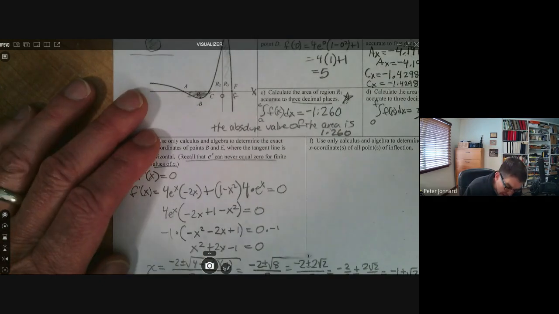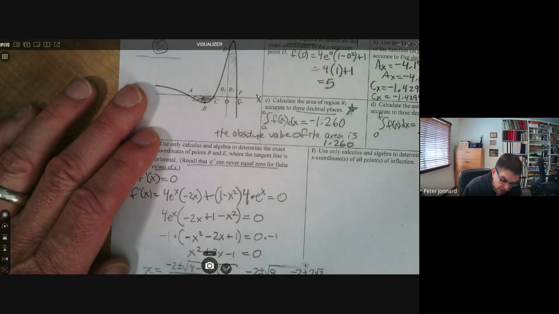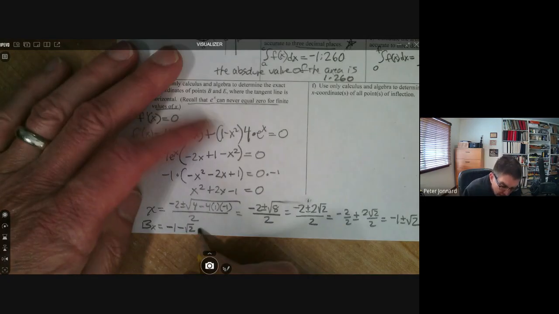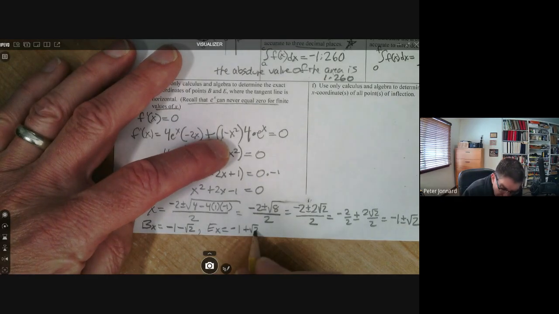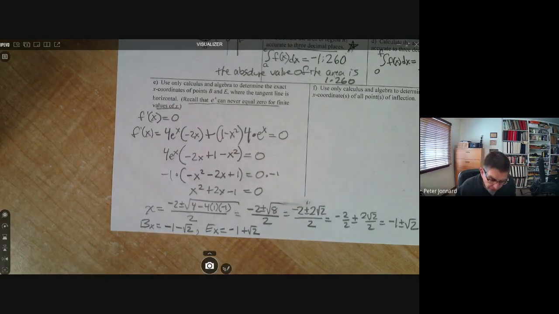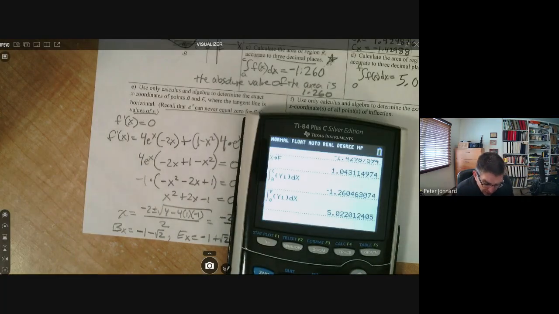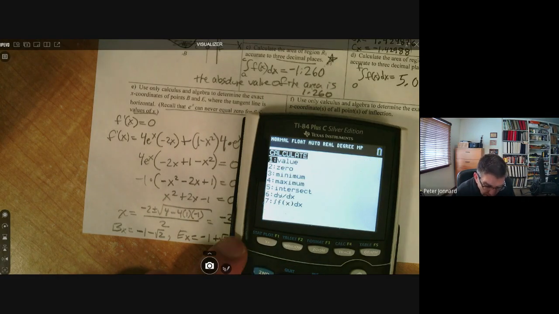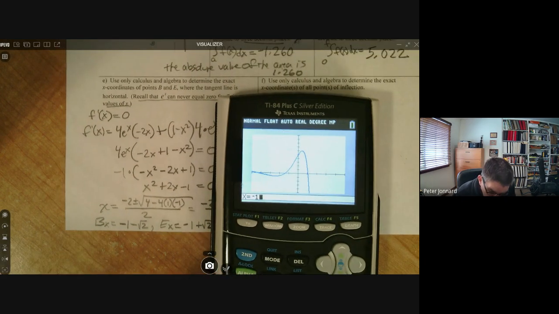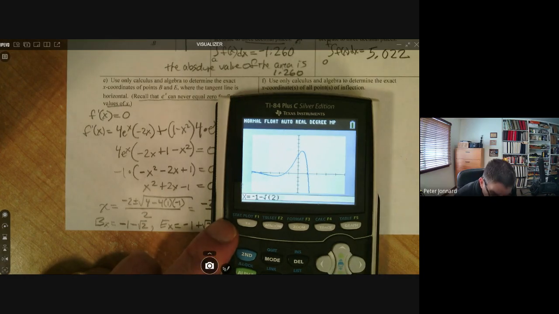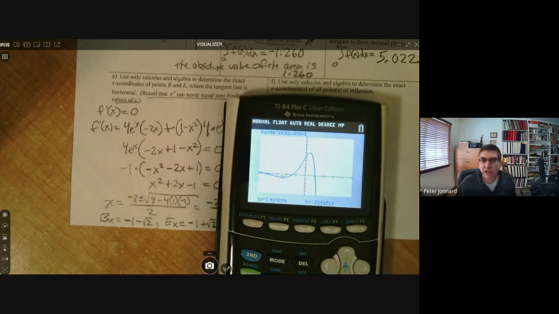And so I'm going to say point B, the x coordinate is negative 1 minus the square root of 2. And point E's x coordinate is negative 1 plus the square root of 2. Okay, now at this point, I'm getting a little nervous that I maybe made a mistake in my algebra. So I'm going to go back to the graph and calculate the value at negative 1 minus the square root of 2 and see if that looks anything near this point here. And that looks really pretty good, doesn't it?